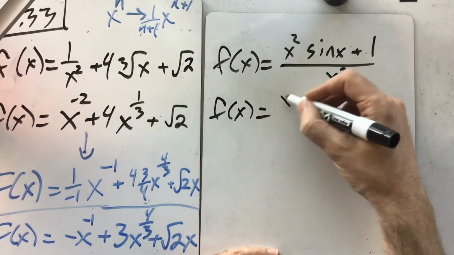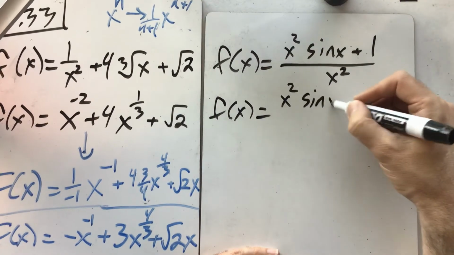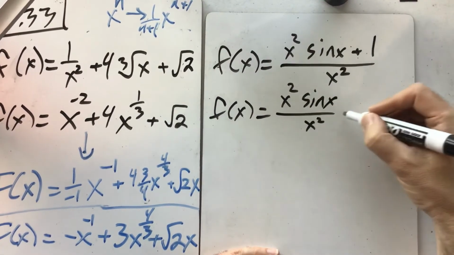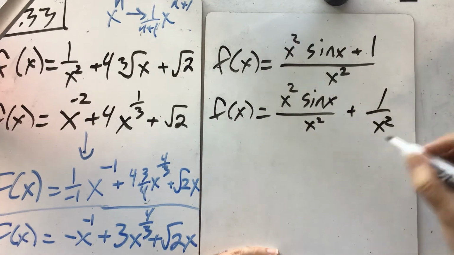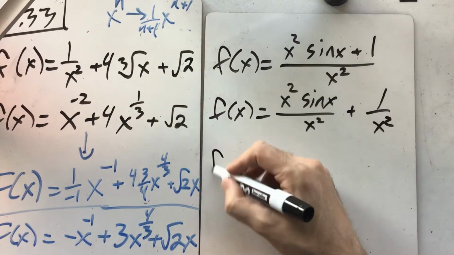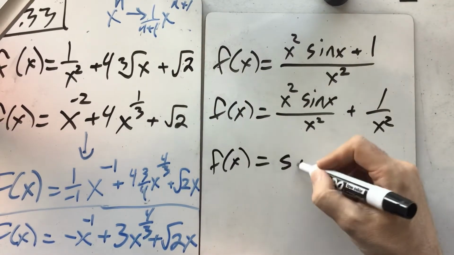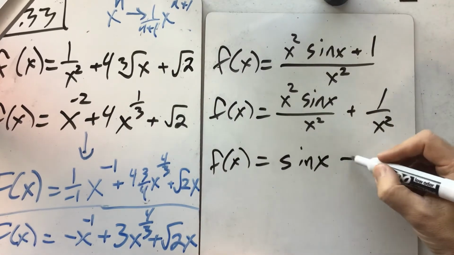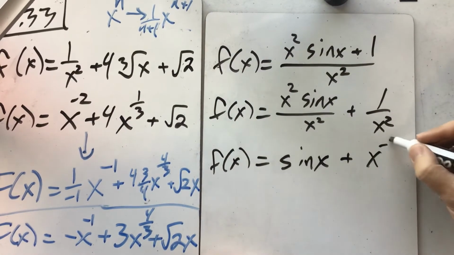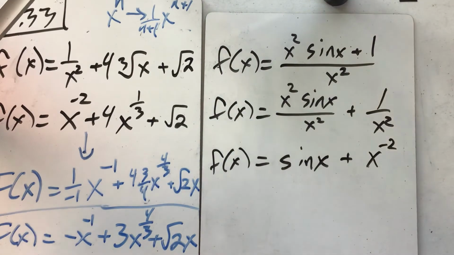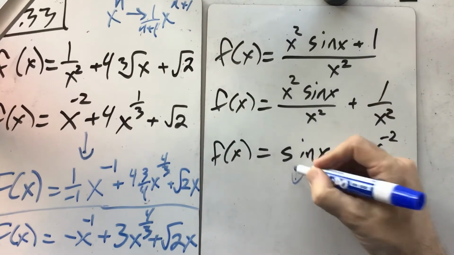So to unadd the fractions, we'll get x squared sine of x over x squared plus 1 over x squared. And then when you unadd these fractions, you get just sine of x. And then over here, you've got 1 over x squared, which is x to the negative 2. Now, I'm in really good shape to take my antiderivative.